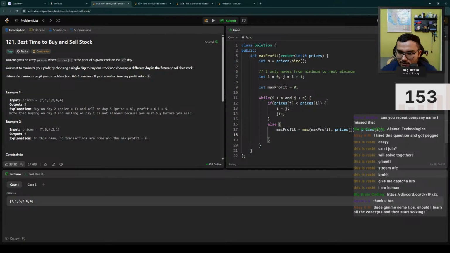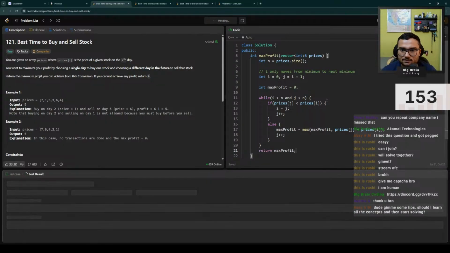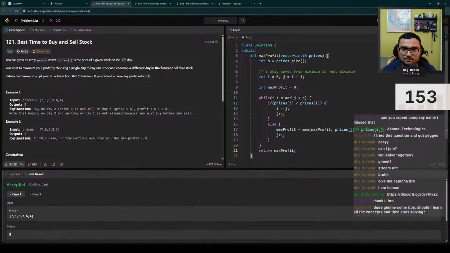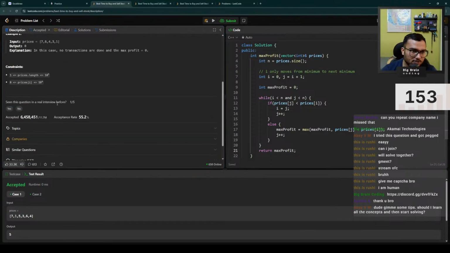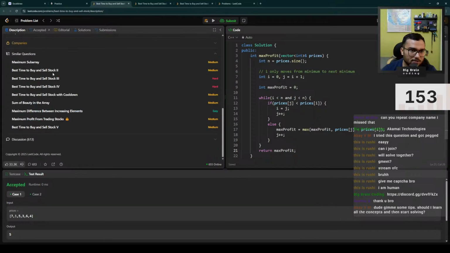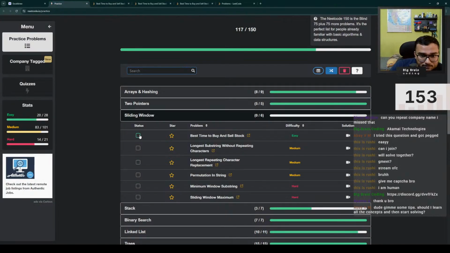Okay, max profit is done. J moves. Return max profit. Now I know that this question has like 6 parts: buy and sell stock 2, 3, 4. Okay, I'm not gonna do them today because I am cooked already.